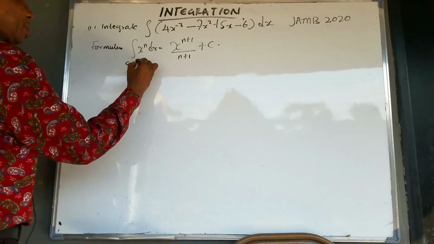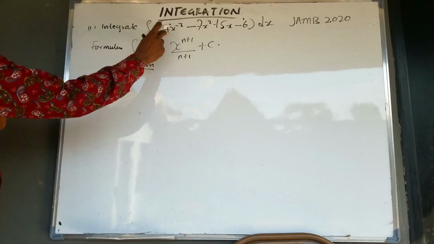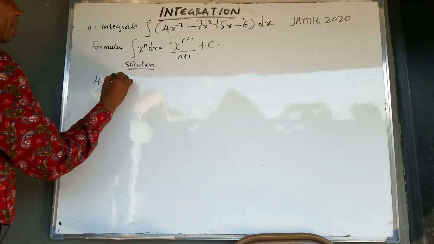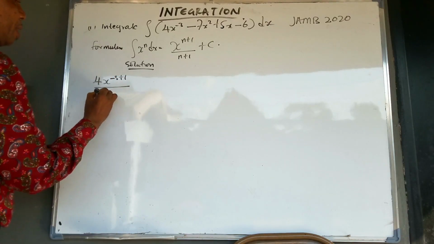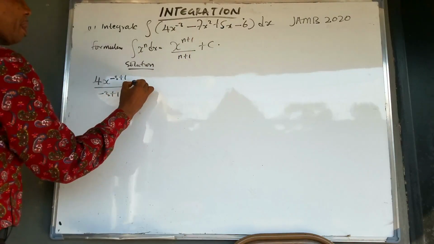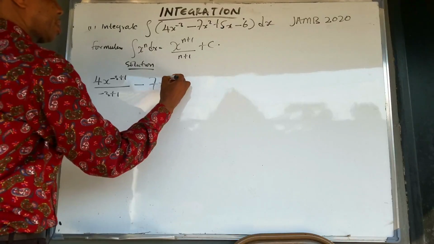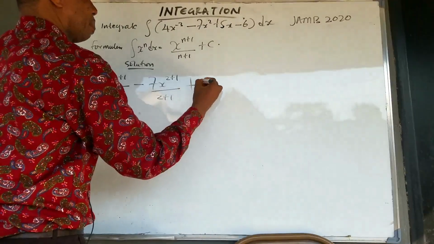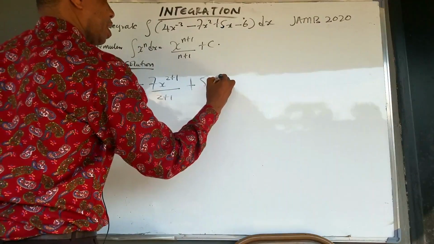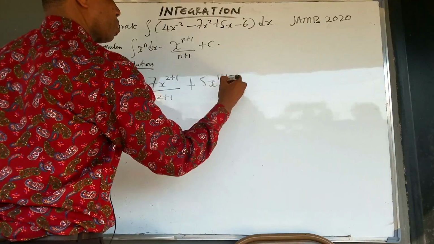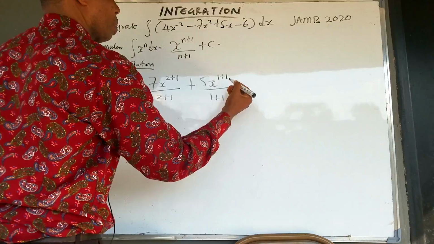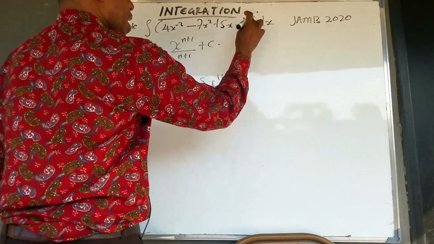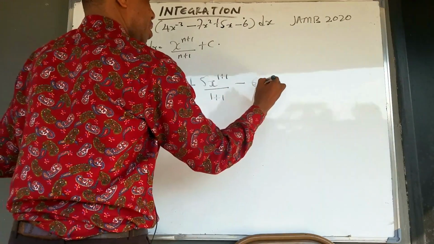Now let's see how it goes. So what do we do here? Based on this formula, what we have here will become 4x to the power minus 3 plus 1 all over minus 3 plus 1, minus 7x to the power 2 plus 1 all over 2 plus 1. You can see how simple it is. Plus 5x to the power 1 plus 1 all over 1 plus 1. Then anytime you have just a number here, it means that the integral is actually x. So this simply means 6x.